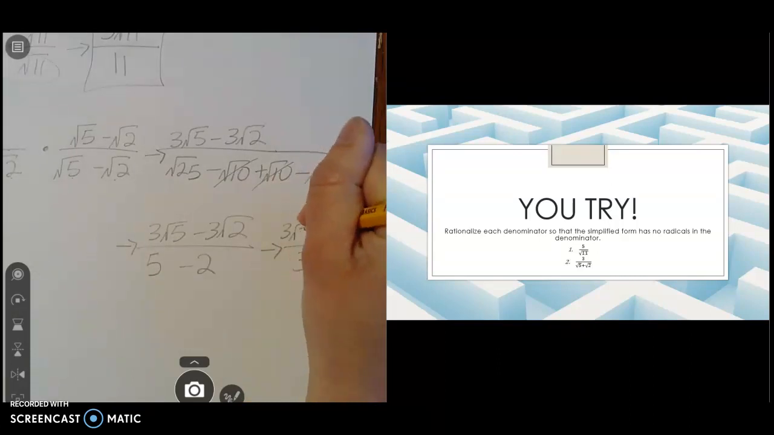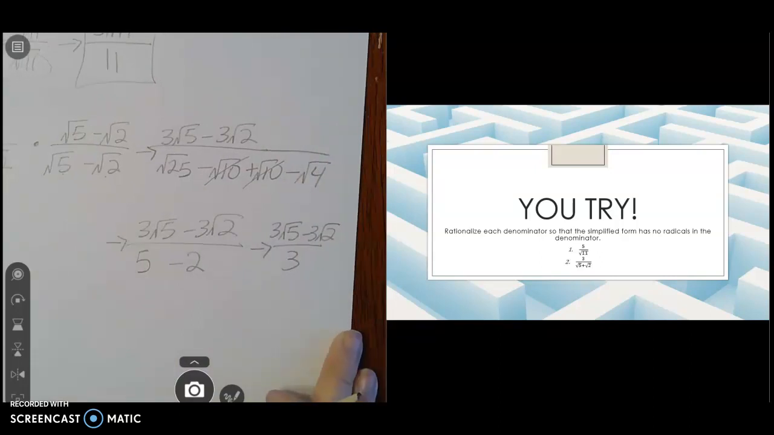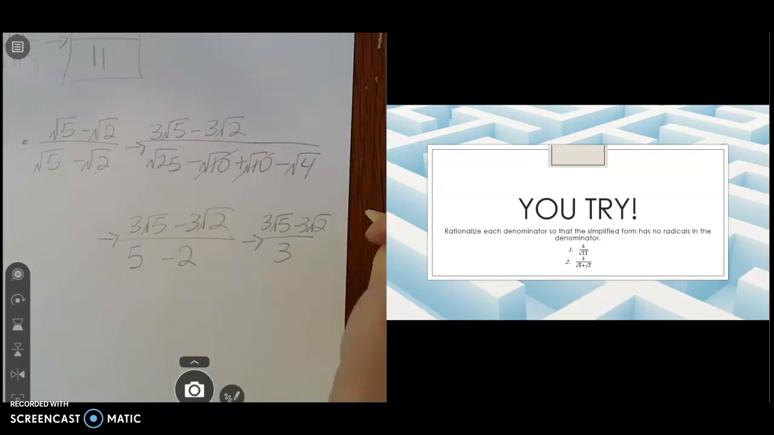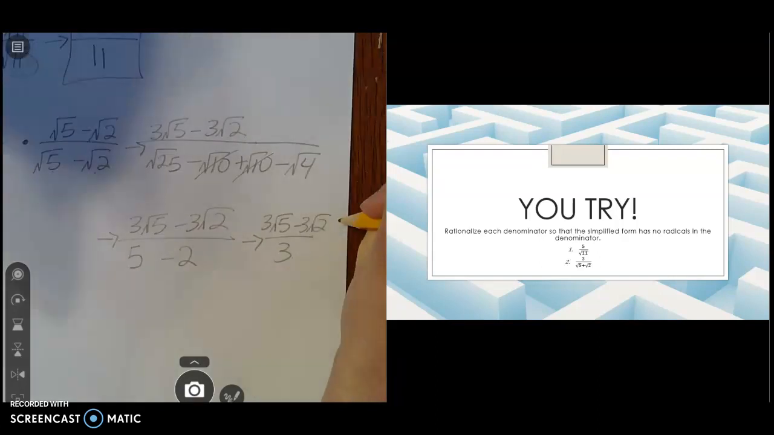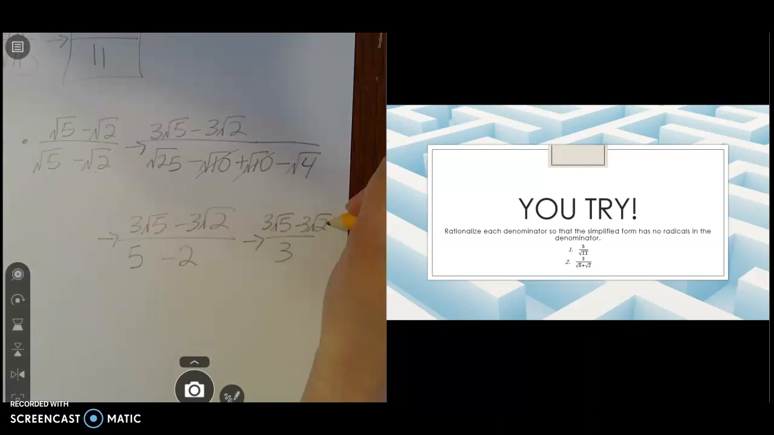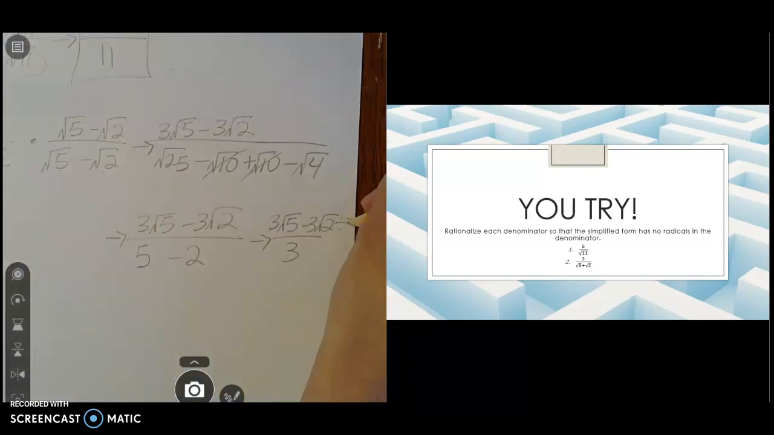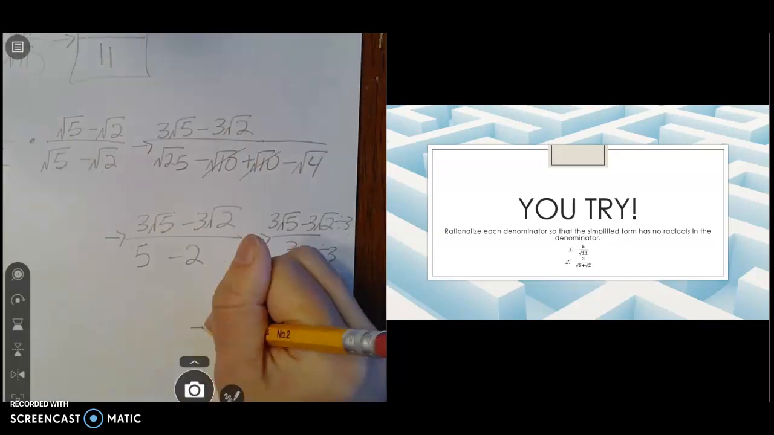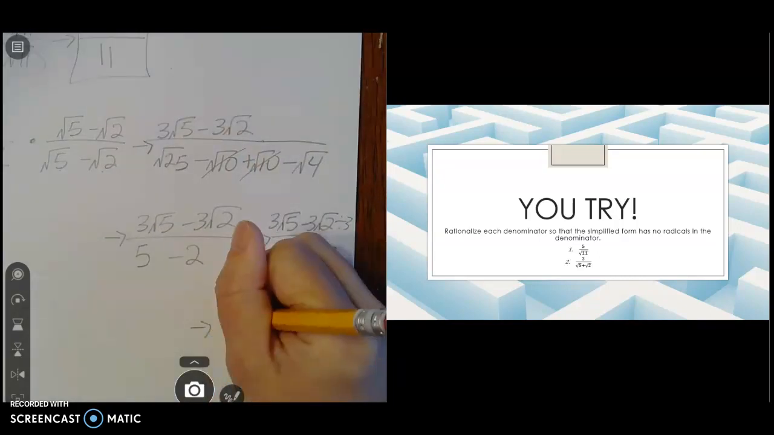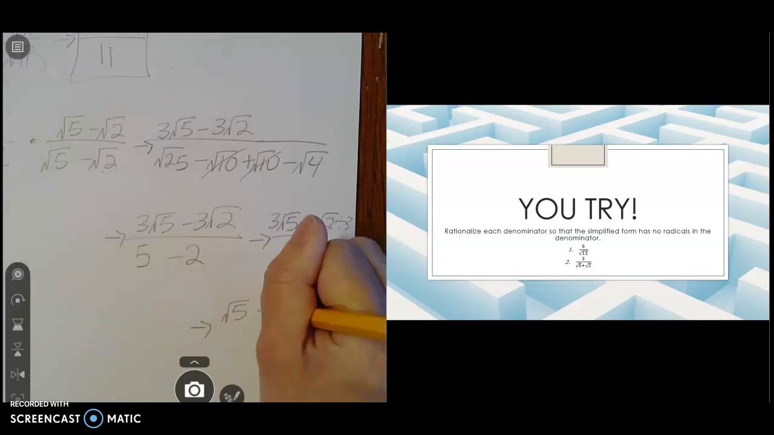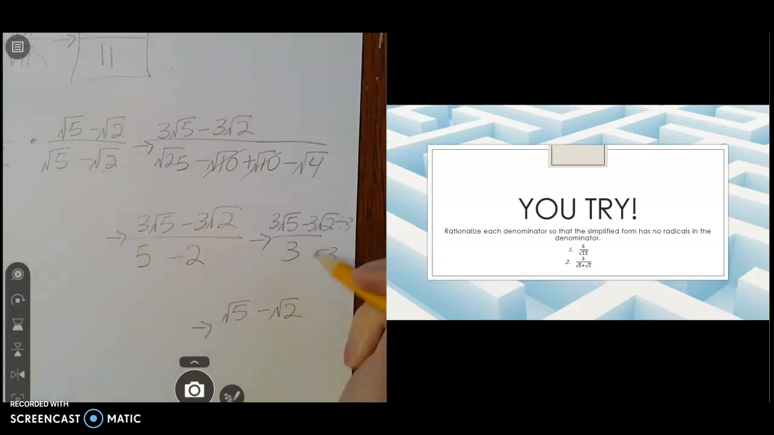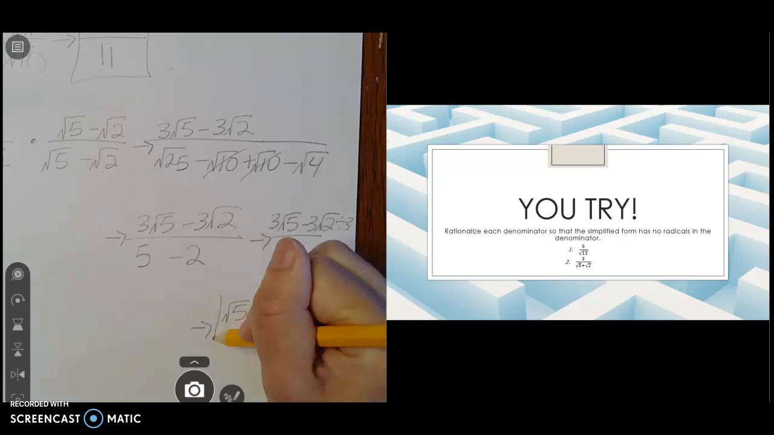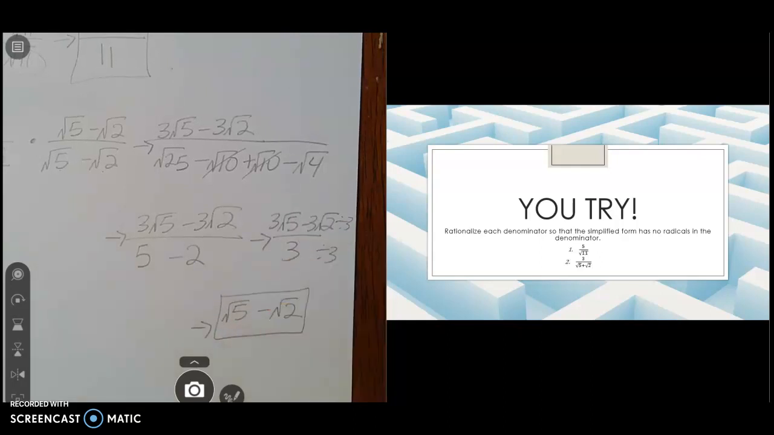And again, I haven't done anything at all to the numerator. All right, last little thing. I don't know if you guys noticed, but every single thing that I have is divisible by 3. So you can simplify it just a little bit more by dividing by 3 in the numerator and in the denominator. And that simplified form will look like the square root of 5 minus the square root of 2 over 1, which is just square root of 5 minus square root of 2.